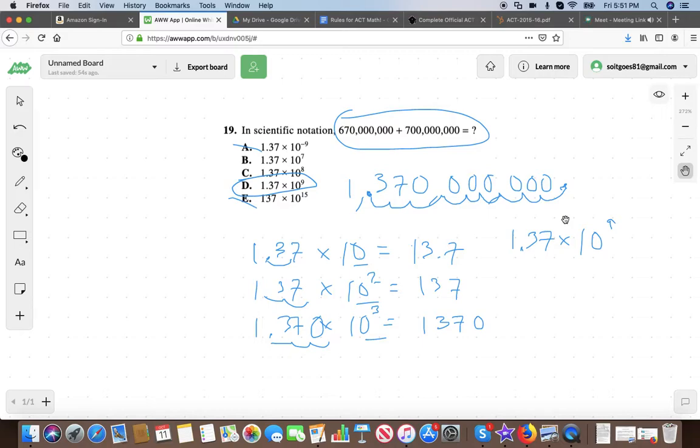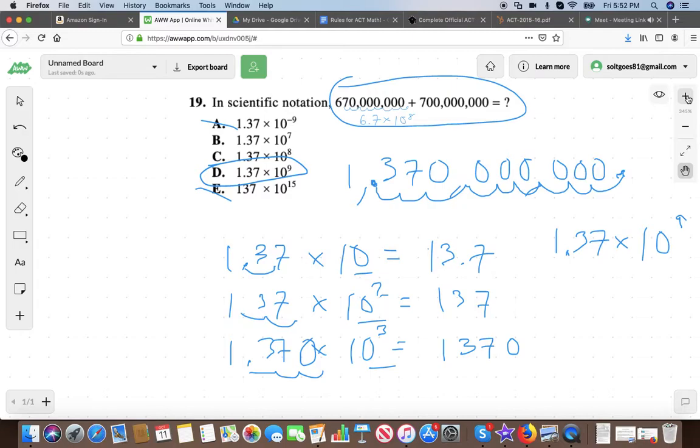Because you've got 1, 2, 3, 4, 5, 6, 7, 8. That's 6.7 times 10 to the 8. Does that make sense? So I wouldn't do that. I'd just do the basic. Again, you can use your calculator. Just calculate and get that, and once you've got that, just put it in scientific notation. Okay. Any questions? No? Okay.